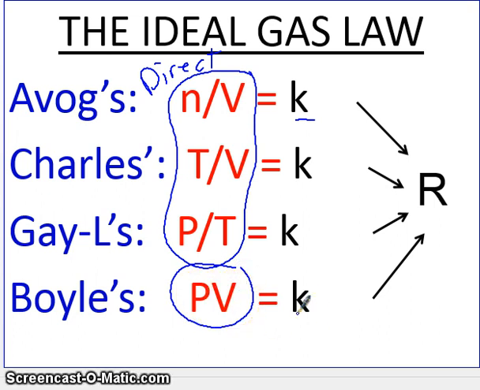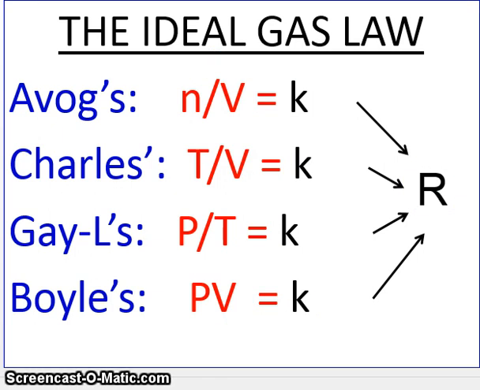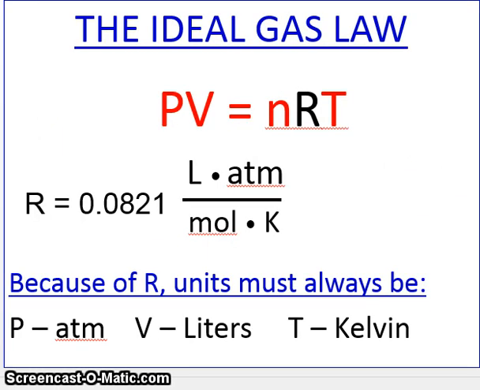So first of all, we're going to take all these constants and put them together, and instead of calling them little k, we'll call it big R. This big R will appear in the big gas law that we're about to show you. And here is how it appears. This is the ideal gas law. It is PV equals nRT. Pressure times volume equals moles times R, the big constant, times temperature.